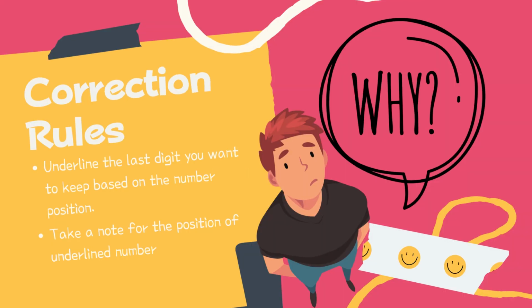Okay, so now correction rules. Correction is the other name of rounding. So correcting numbers and rounding numbers are actually the same. Now, what are the rules that you need to follow when you want to correct or round a number? The first one, you need to underline the last digit you want to keep based on the number position. And then you take a note of the position of the underlined number. Is it tenth? Is it 100? Is it 10,000?